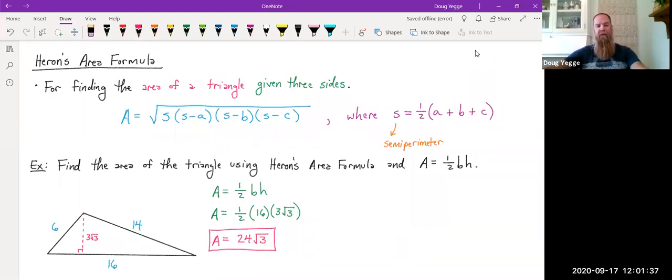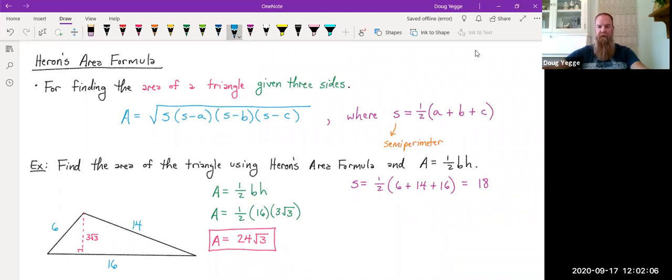But let's assume that we weren't actually given the height of 3√3. Instead, we would have to first find S, which is the semi-perimeter. So we'd have to find half of 6 plus 14 plus 16. Well, 6 plus 14 is 20. Add 16, you get 36. So half of 36 is 18.